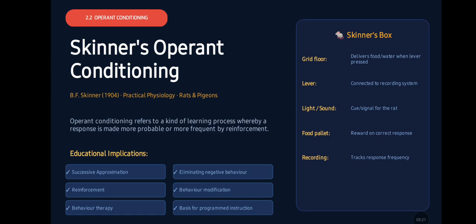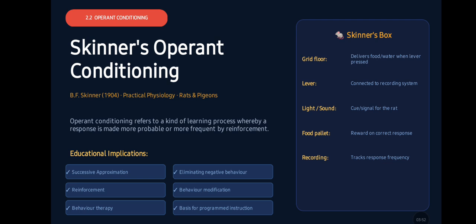We'll go through operant conditioning, that is Skinner's operant conditioning. Operant conditioning refers to a kind of learning process whereby a response is made more probable or more frequent by reinforcement. Its implications are successive approximation, reinforcement, behavioral therapy, eliminating negative behavior, behavior modification, and the basis for programmed instruction.